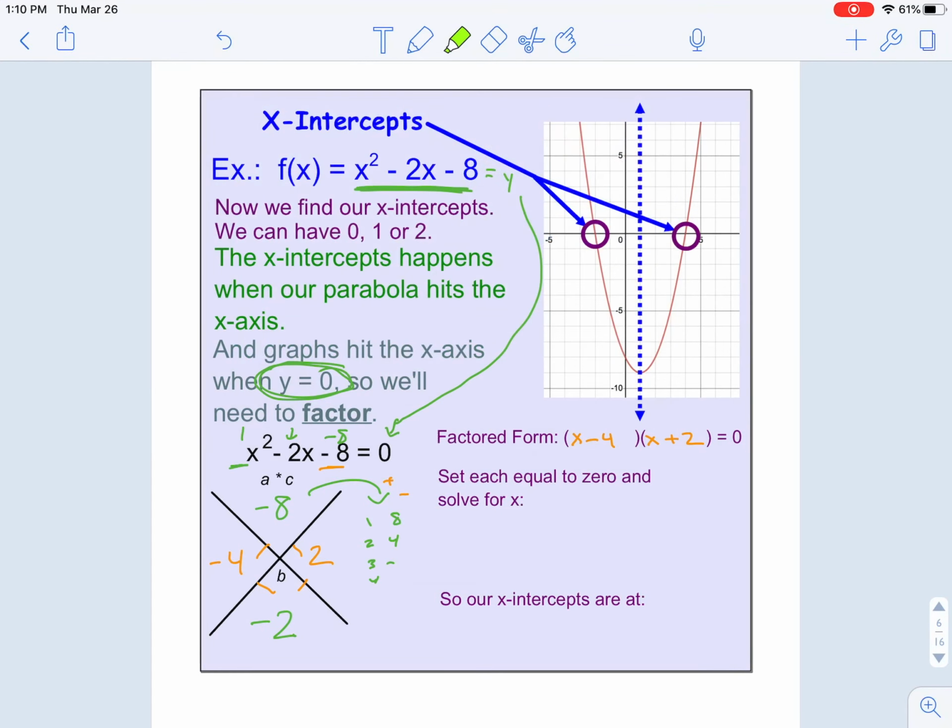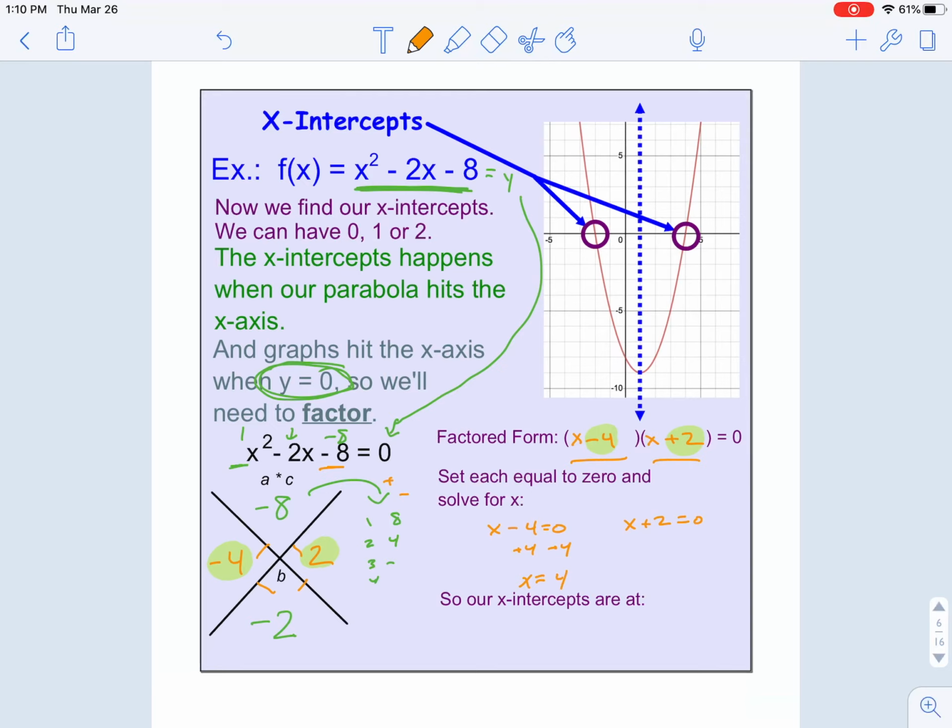And if you need a reminder where we got those numbers, here's where the negative 4 comes in, and here's where the positive 2 comes in. Okay, last step. I want to set each of these things equal to 0 and solve for x. So x minus 4 is equal to 0. X plus 2 is equal to 0.